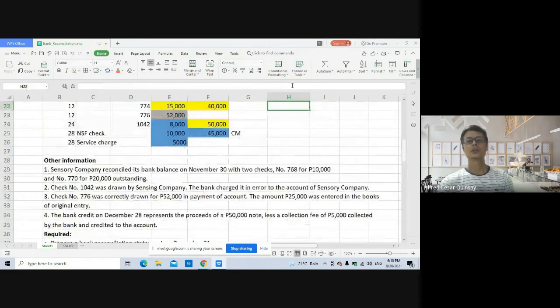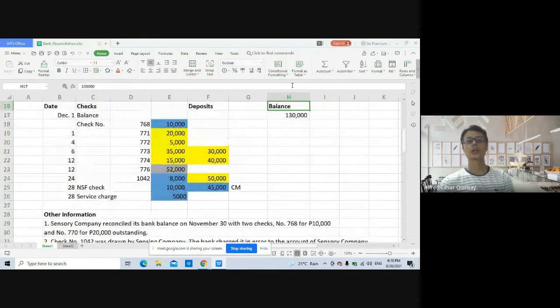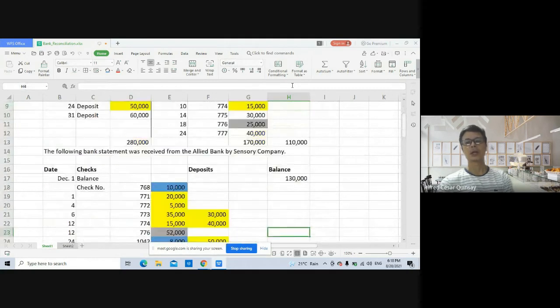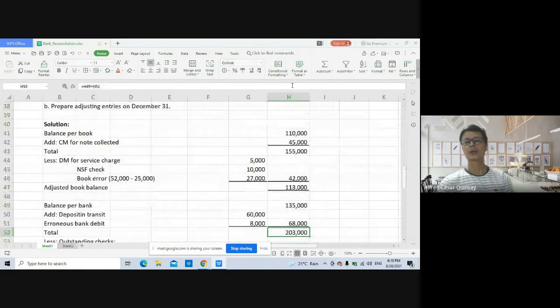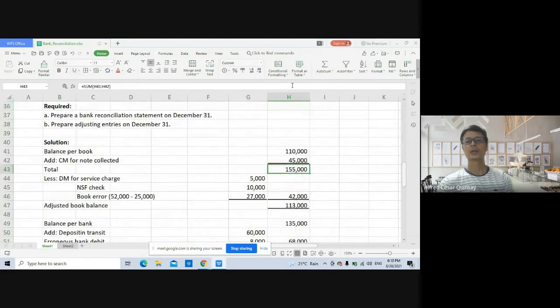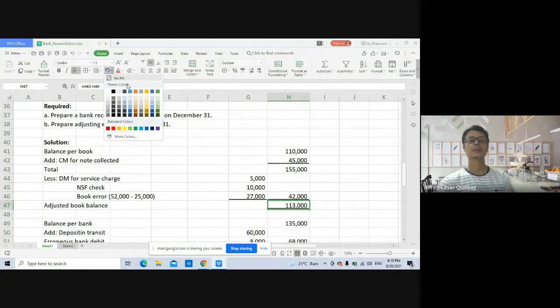Okay? So we have considered those reconciling items by the company. Now let's go to the bank, no? Okay, so let's see kung ganun rin yung niya. So dapat ito yung lumabas. This is the correct balance. Okay? That is the correct balance, no?